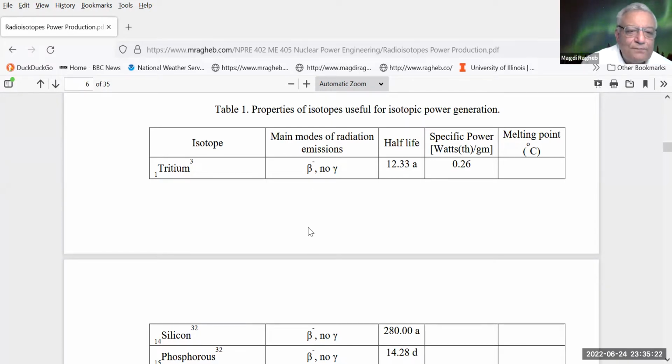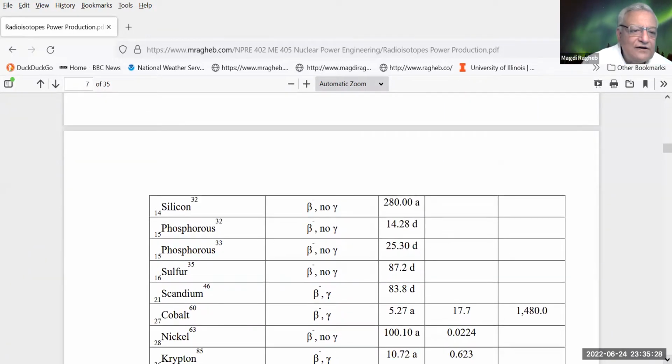Silicon-32 is another isotope that also emits no gammas. So it's easier to use in the laboratory environment. Phosphorus-32, but the half-lives differ. This is 280 annums or years. Phosphorus-32 has a short half-life. So medical applications where you use the isotope for a short period of time and then it becomes a stable element, in that case makes it a useful choice, as well as phosphorus-33. These are beta emitters. They emit electrons, but no gamma rays. Sulfur-35, 87 days half-life.